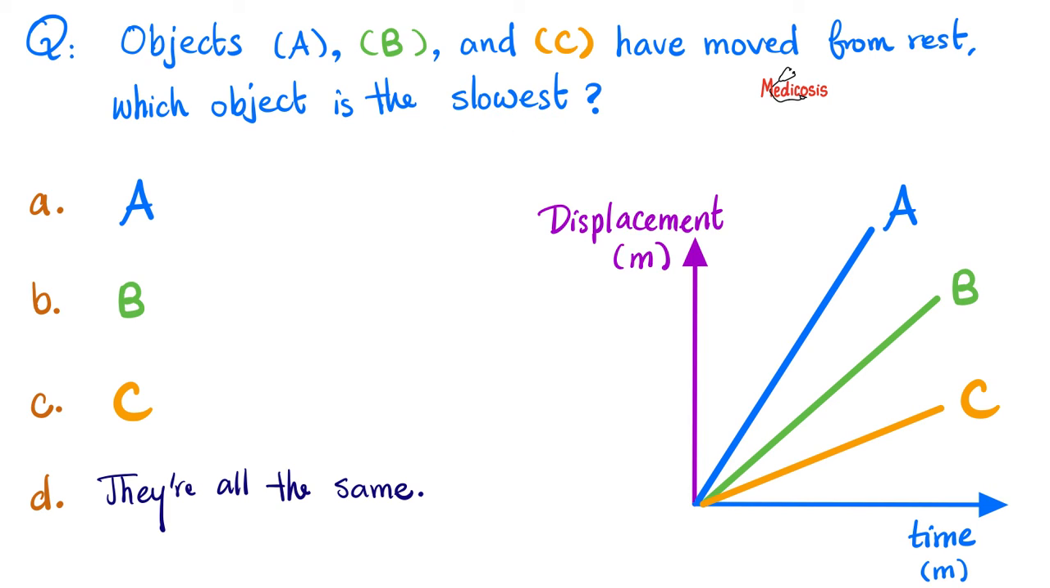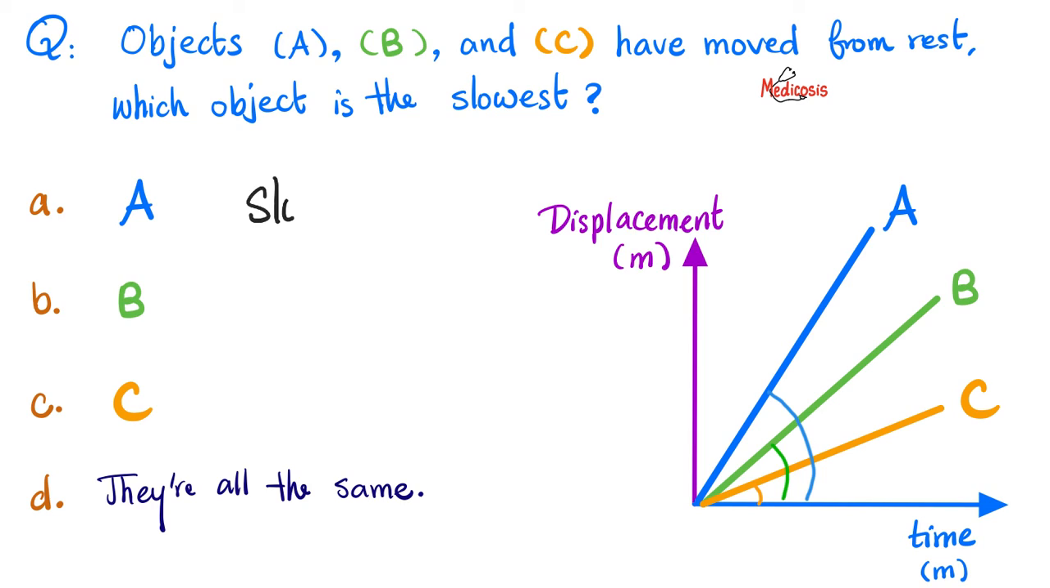How do I know? Remember that the slope is tan theta, which means the angle that you make with the horizontal. So let's draw the angle of C in an orange color, and the angle of B in a green color, and the angle for A in a blue color. Here is the angle for C, small and tiny. Here is the angle for B, it's a bigger angle. And here is the angle for A.